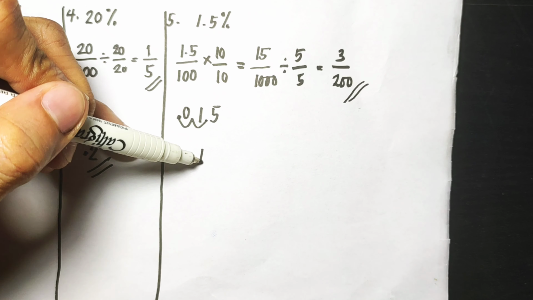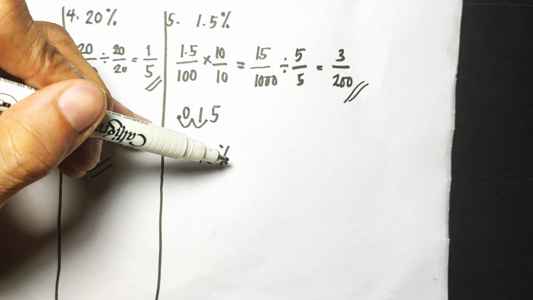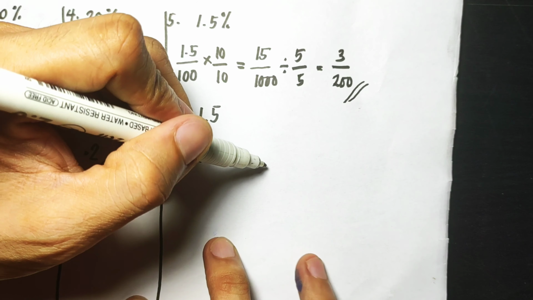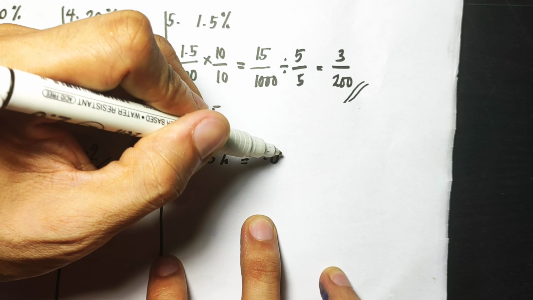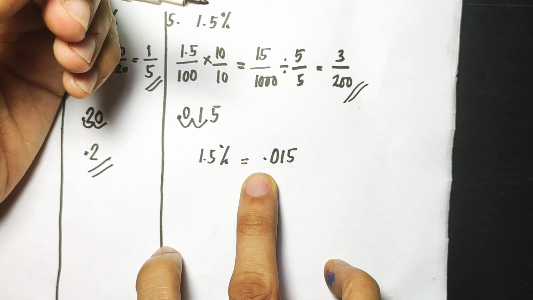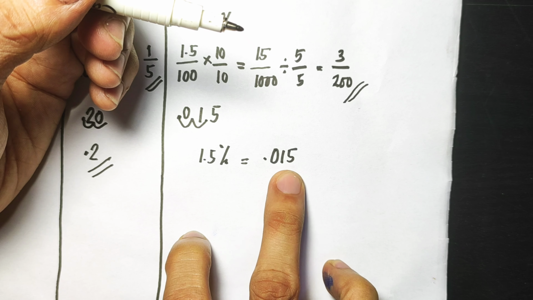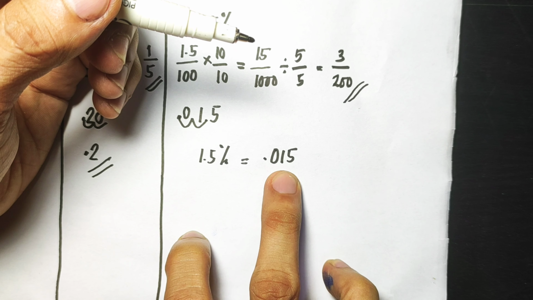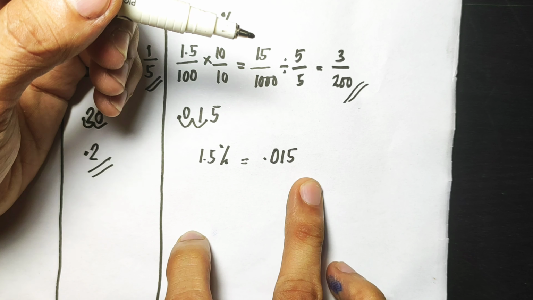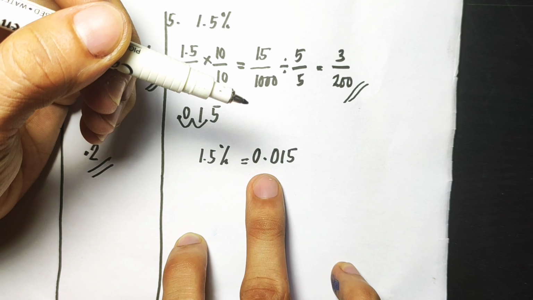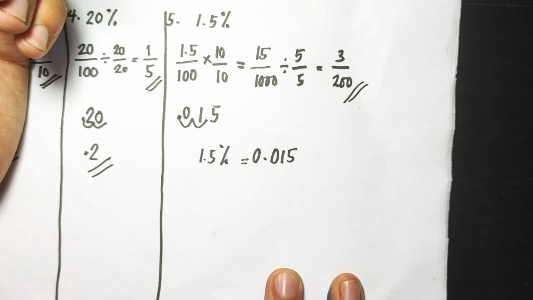So therefore, 1.5% is equal to 15 thousandths. Okay? So 15 tens, hundreds, thousands, 15 thousandths, or 0.015.